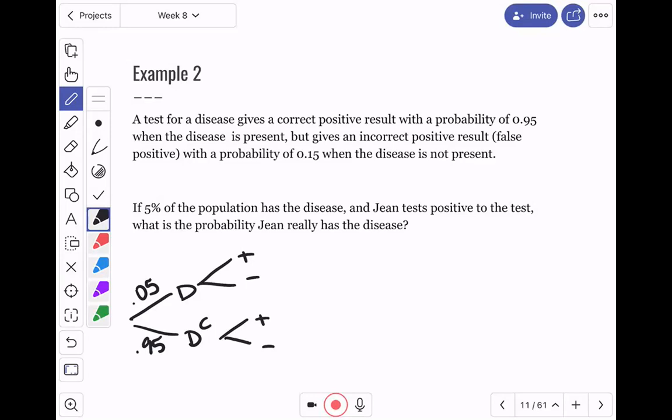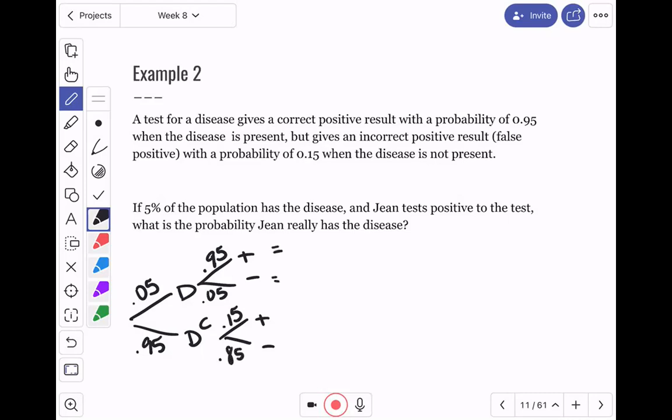95% of the people who have the disease test positive, which means that 5% of the people who have the disease don't test positive. They get the false negatives. And the next part says that of the people who take this test, 15% of those get an incorrect result that says they have it when they don't. So that's my false positive. So 15% of these people test positive, which means what percentage doesn't test positive? 85%. 85% doesn't test positive. Good.